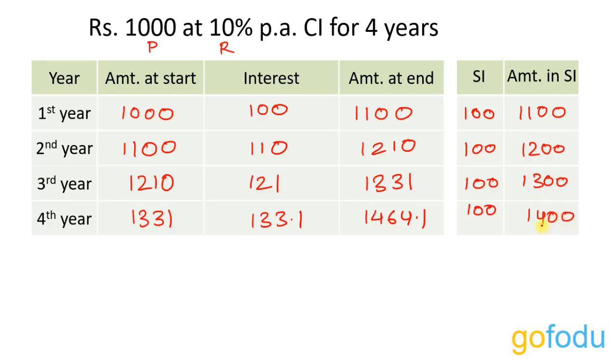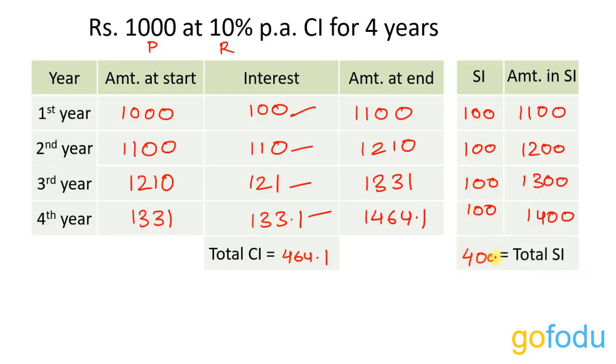So total compound interest generated here: we started with rupees 1000 and we ended with rupees 1464.1 as the final amount. So interest generated in 4 years would be 1464.1 minus 1000, that would be 464.1. Or you can add the interest values generated for each year and get 464.1 as the total compound interest. Whereas total simple interest would be 100 plus 100 plus 100 plus 100, that is 400.